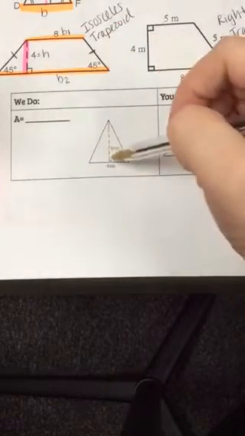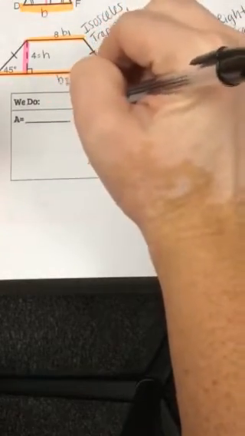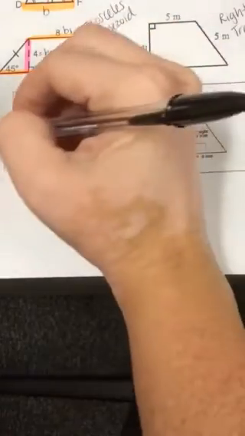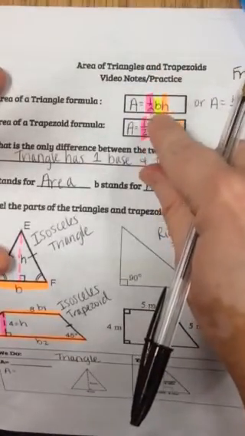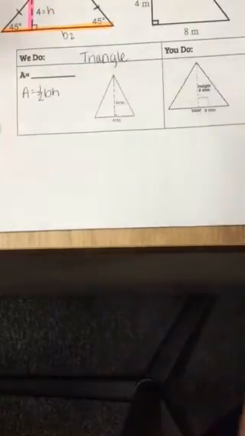So this is a triangle. This is a triangle. So I need my triangle formula because I want to find area. Area of a triangle formula, if you look back up here at the top, it's half of your base times your height. So I'm going to come down here and do half base times height.